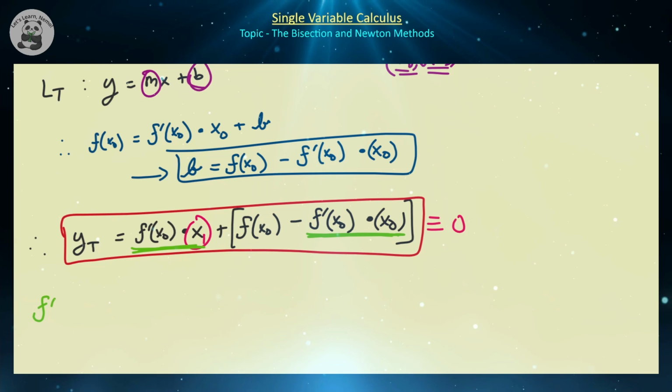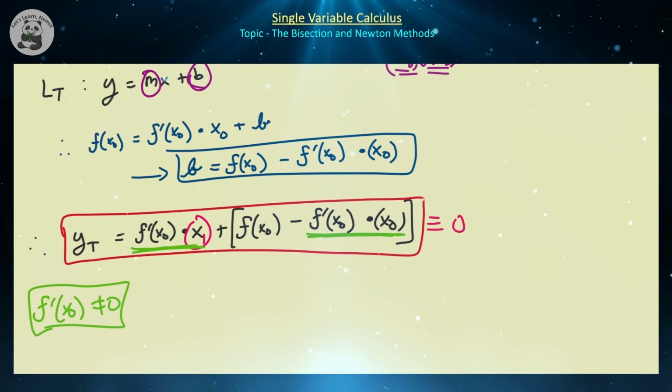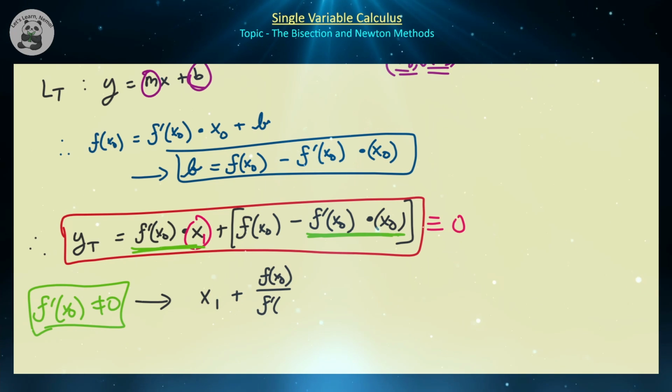So we're going to mandate that f prime x0 not be equal to 0, i.e. it can't have a turning point, a maximum point, a minimum point. It can't have any of those. If that is the case, then we're going to have x1 plus f(x0) all over f prime of x0, minus x0, is going to be equal to 0.